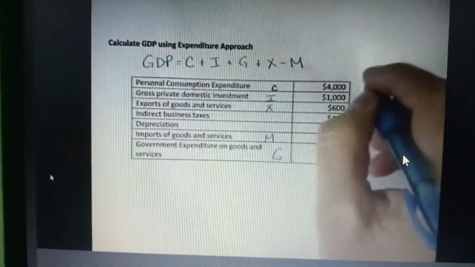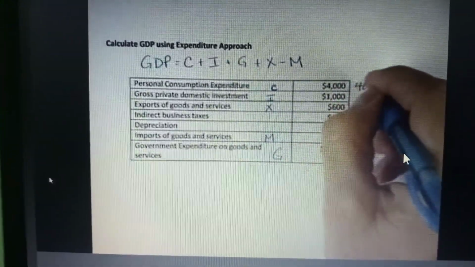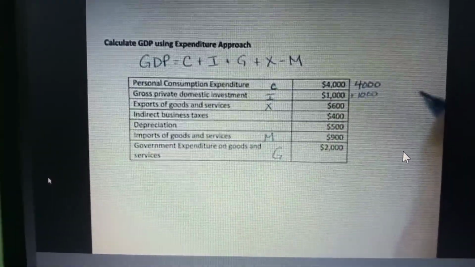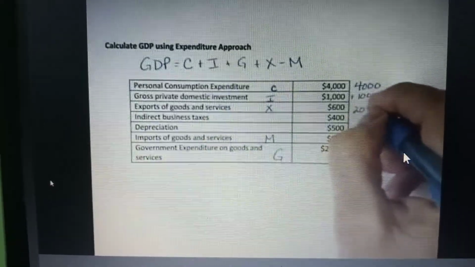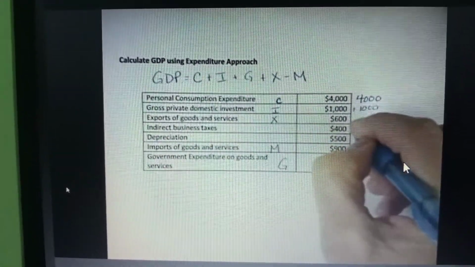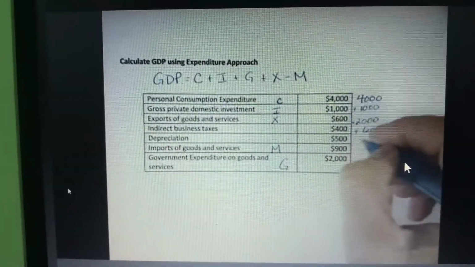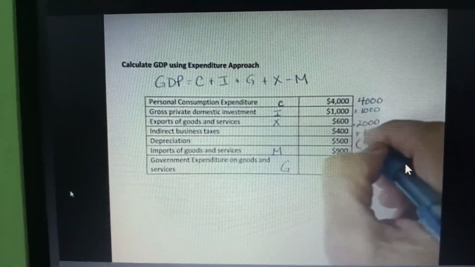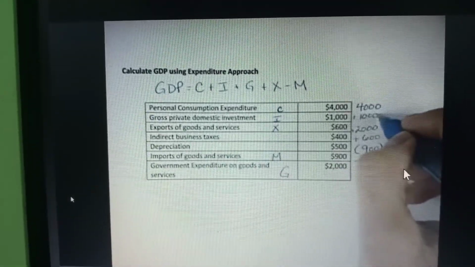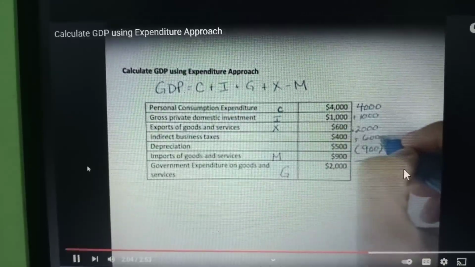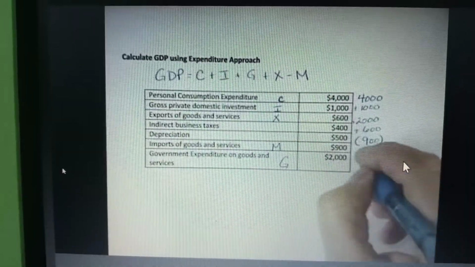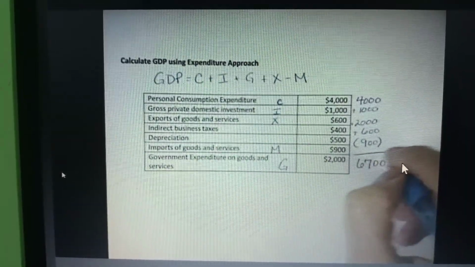Okay, so we're going to have the C, which is 4,000. We're going to add to that 1,000 for the investment. We're going to add the G of 2,000. We're going to add the 600 for the export, but then we're going to subtract the 900, which is the import. Okay, so if we add 4,000 plus 1,000 plus 2,000 plus 600, and then we subtract out M, which is 900, that should turn out to be 6,700.